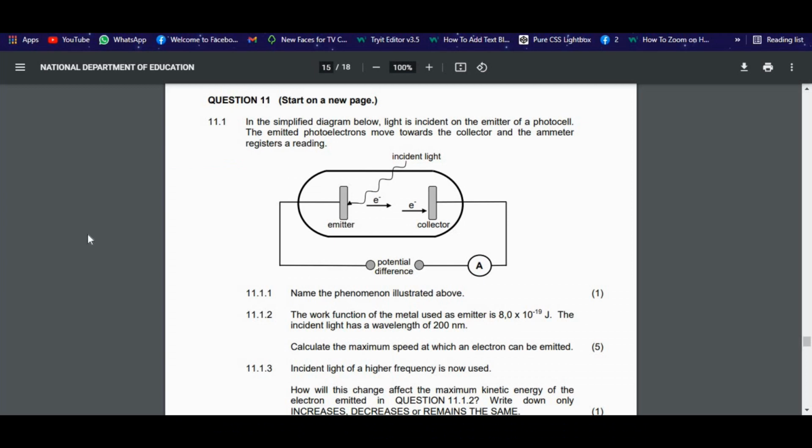Alright, good evening formally to my grade 12s. Welcome to this evening session. Last week we came through a formal teaching of the photoelectric effect, and what we have to do now is just make sure that this is consolidated with a couple of exam papers.